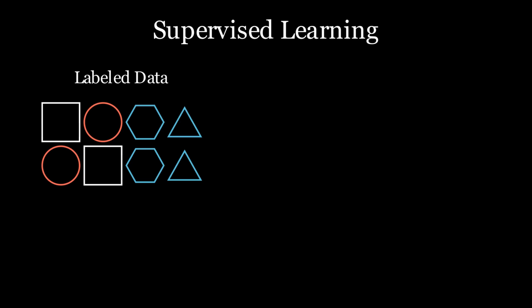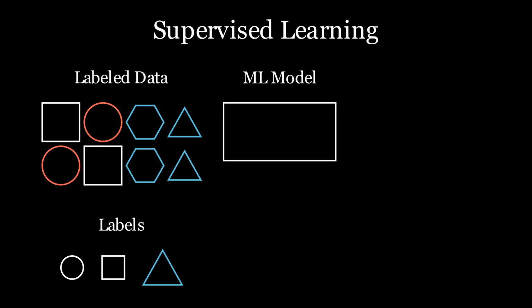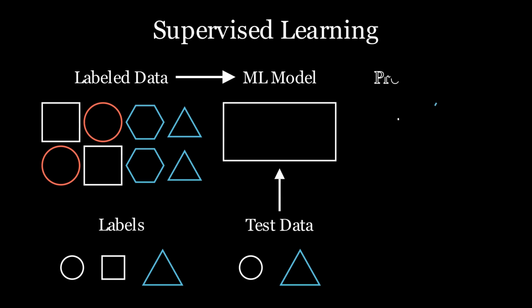In this video, we'll be talking about classification, another task of supervised learning. We know that we have some labeled data, as you can see on the left. These are the shapes: circles, squares, triangles, and hexagons. And we have some corresponding labels. We feed this data into a machine learning model and hope that it tunes its parameters and learns those patterns by itself. And then we provide it with some test data, and we hope that its output, the predictions, are the correct labels.